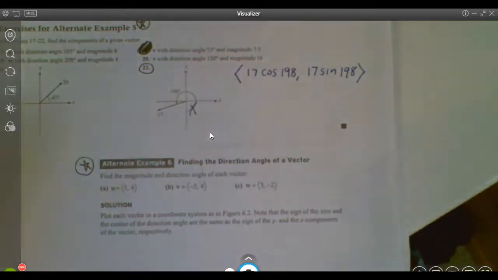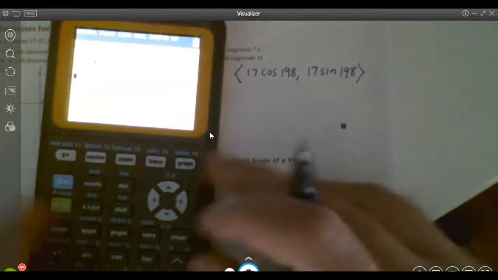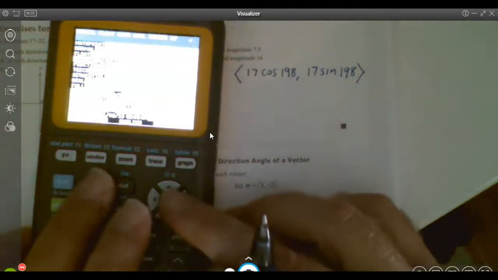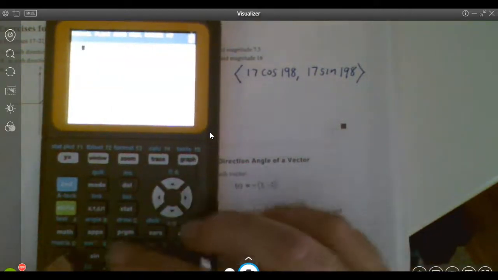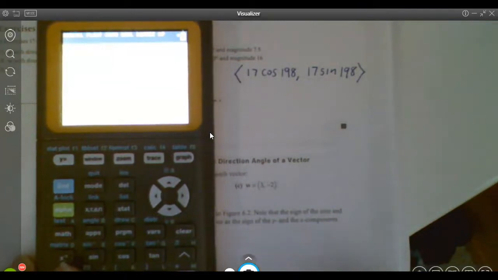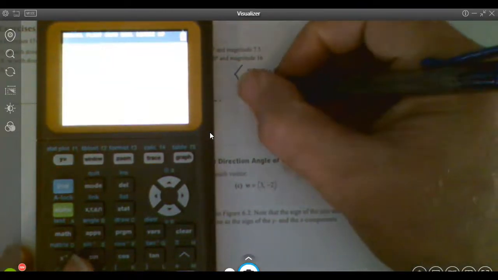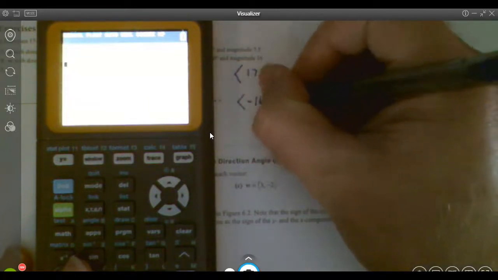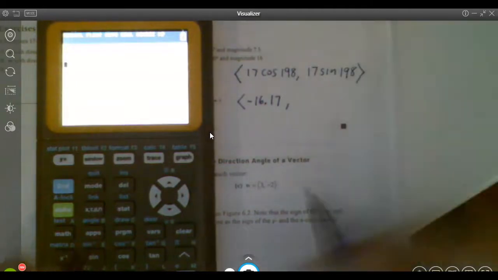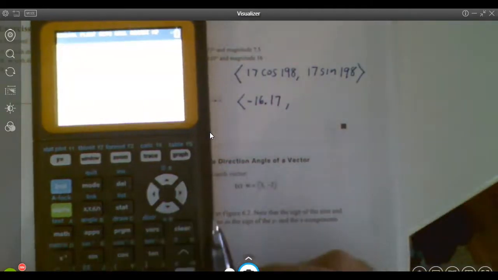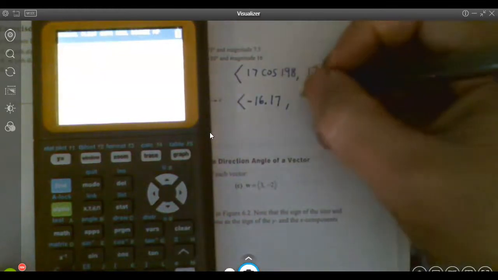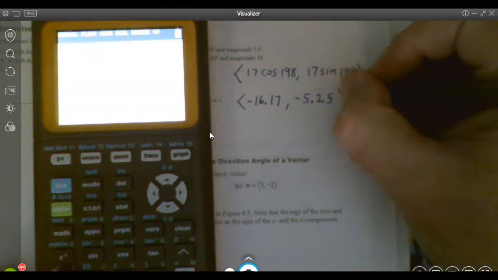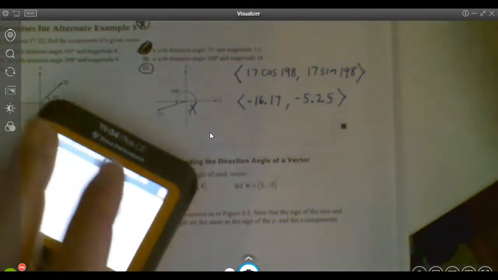The rest is going to be calculator. So, of course, in this one, we are in degrees. So do make sure that you are in the right mode. So as I did 17 cosine 198, that would be my horizontal component. And as I did 17 sine 198, we got the vertical component. And that's it. So fairly simple on those.